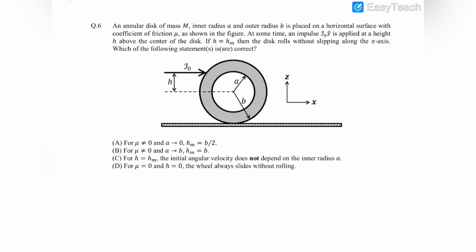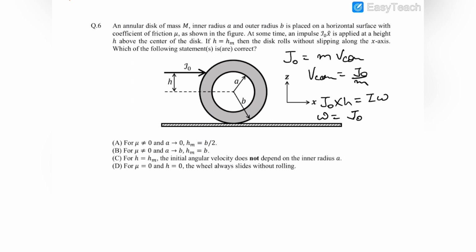Let us first of all write down the equations of momentum and angular momentum. So we know that the impulse is equal to change in momentum, and initial momentum was 0. Therefore the final momentum is m v com. So v com is J naught by m, and the angular impulse is J naught into h, which is equal to I omega. So omega will be equal to J naught h by I.